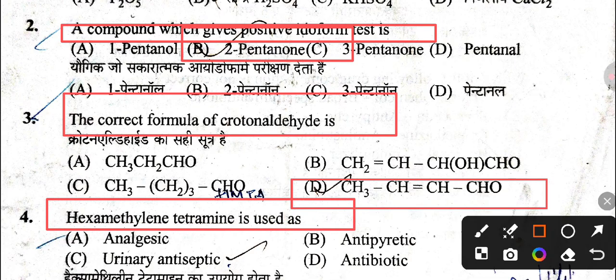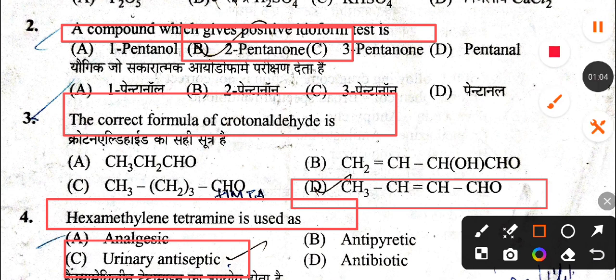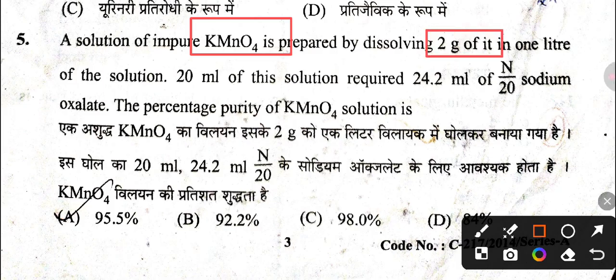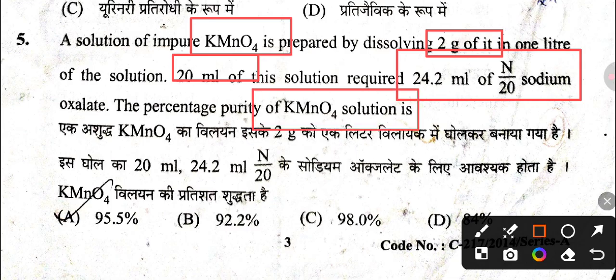Hexamethylene tetramine is used as, so it is also called methenamine and it is used as urinary antiseptic. A solution of impure KMnO4 is prepared by dissolving 2 gram of it in 1 liter of the solution. 20 ml of this solution required 24.2 ml of N by 20 sodium oxalate. The percentage purity of KMnO4 solution is, so its right answer is option number A. Numerical we will do separately.